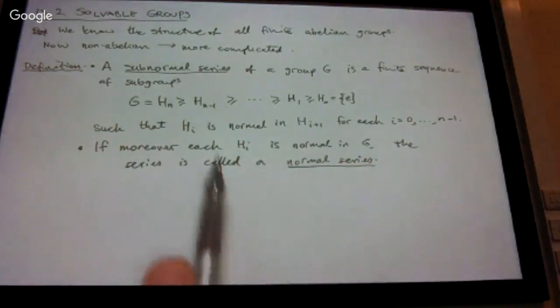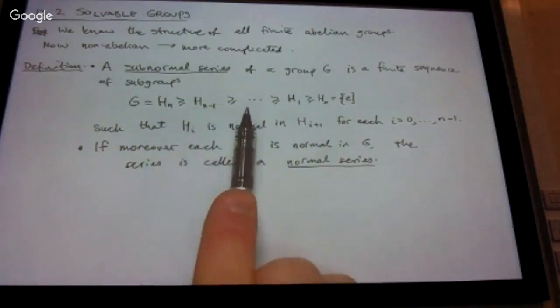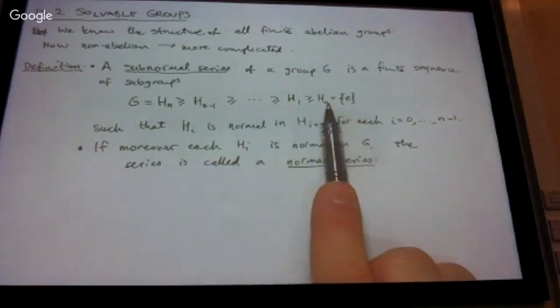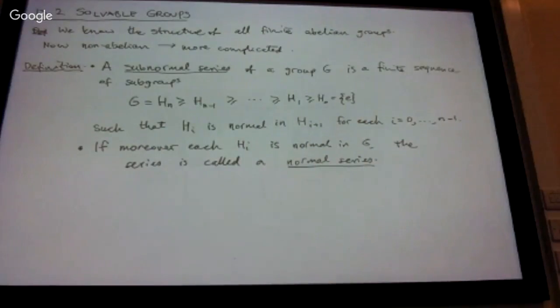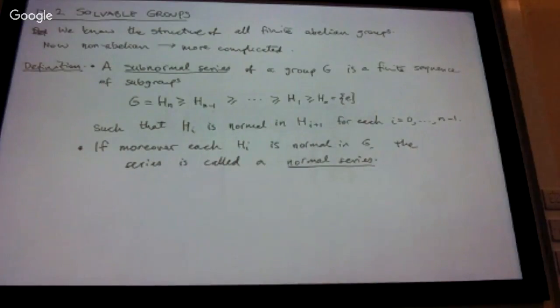For subnormal, you just need that this one is normal in that one, and this one is normal in that one, and so on down the chain. And if it so happens that all of them are also normal in G, then it's called a normal series. It's not a very important distinction.